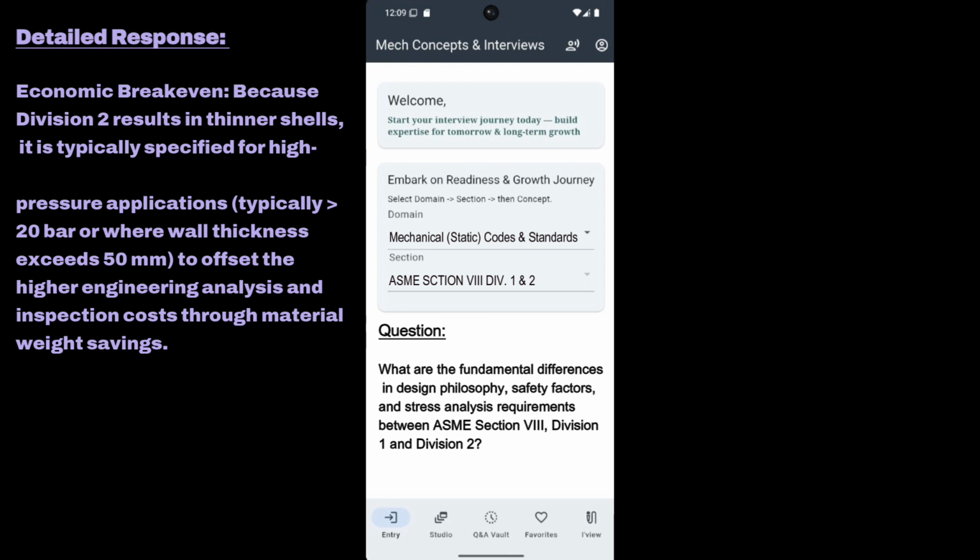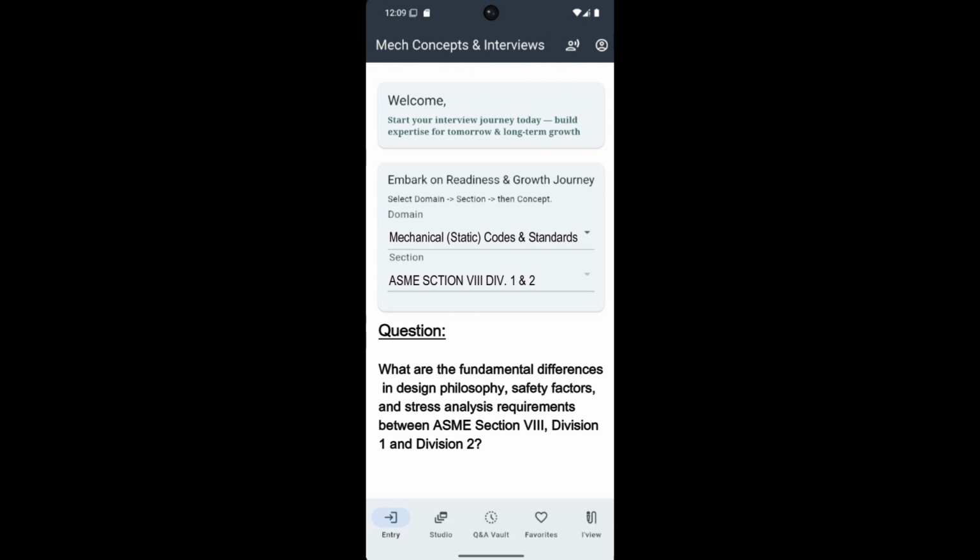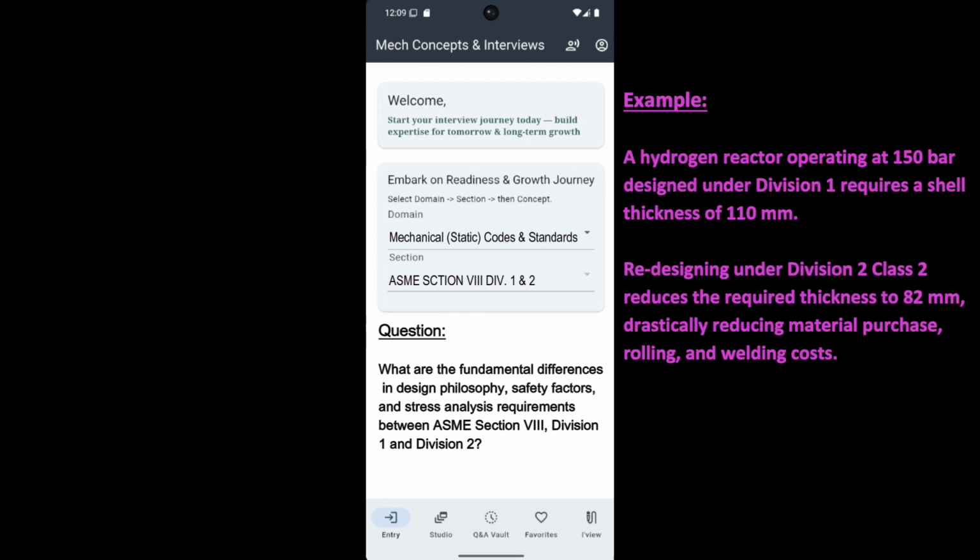Quantify that for me. Give me a concrete scenario where the math definitively favors Division 2. Let's look at a heavy hydrogen reactor operating at 150 bar.